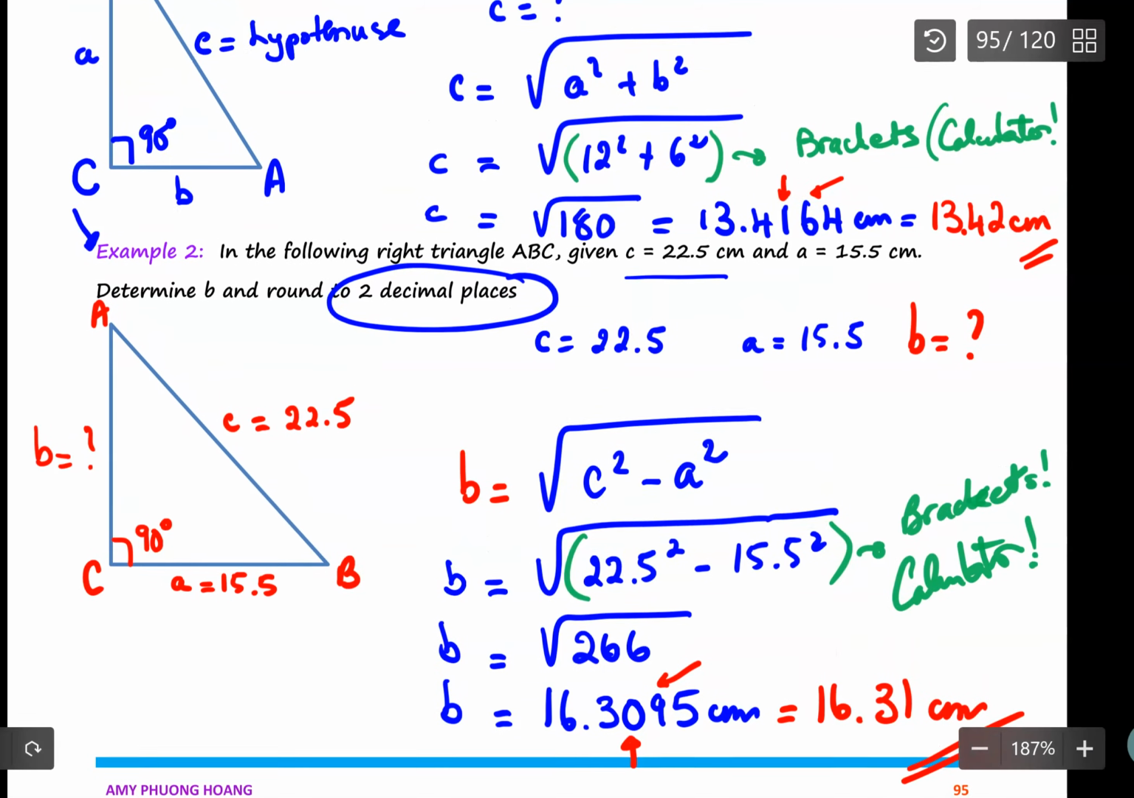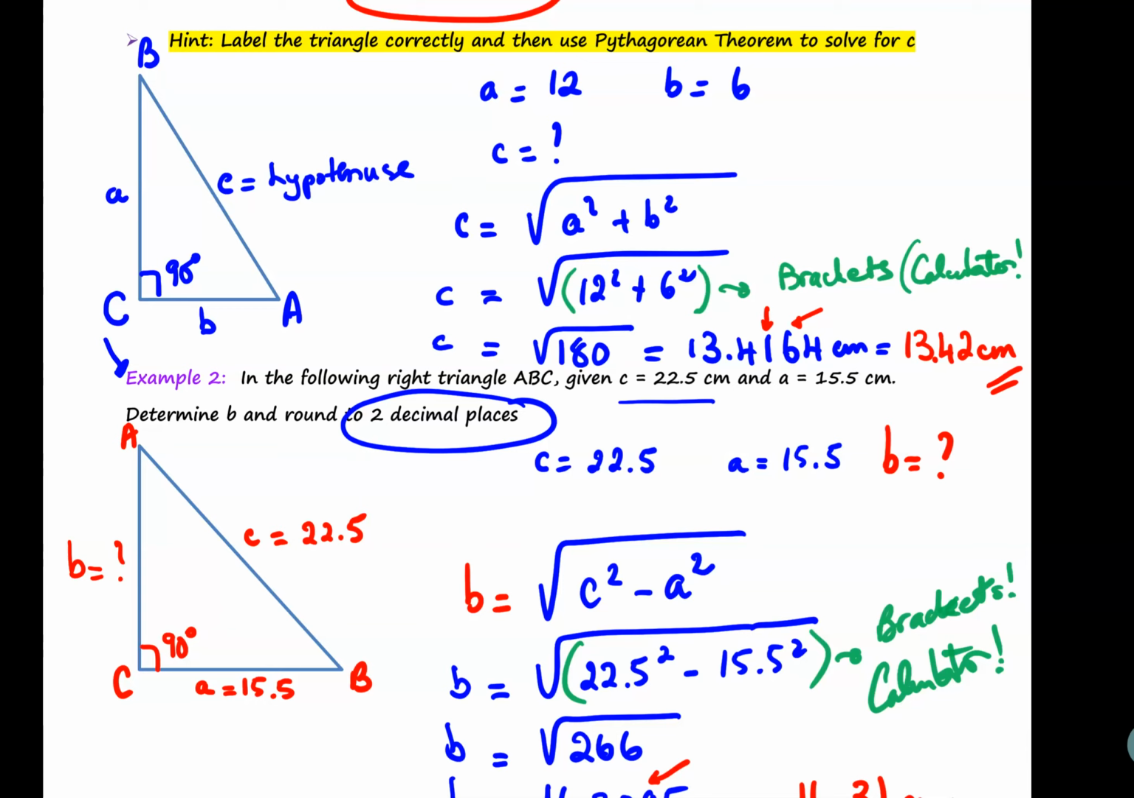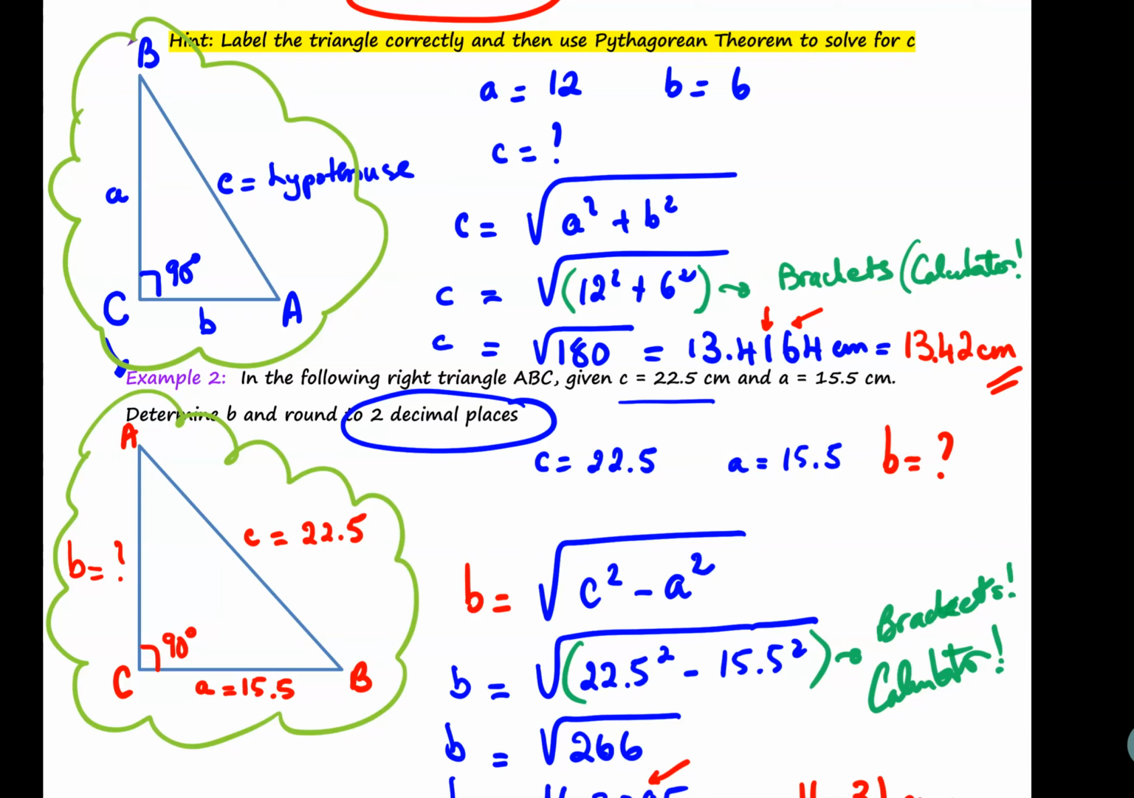So basically, what we need to remember in working with this type of problem is that we need to label our triangle correctly. C is always the hypotenuse, opposite to the 90-degree angle, and it doesn't matter where you label A and B, as long as you know that opposite to angle B is the small letter b, and opposite to angle A is the small letter a.